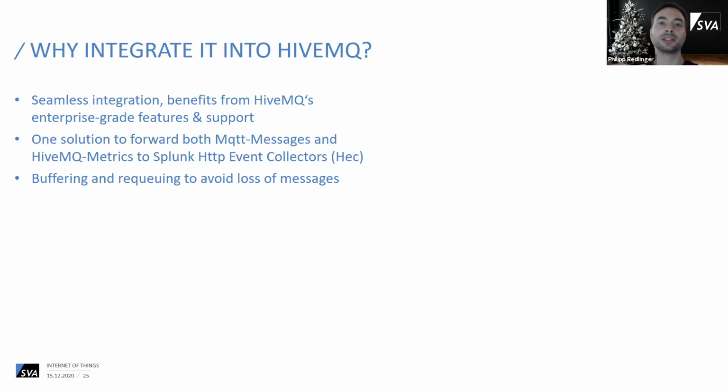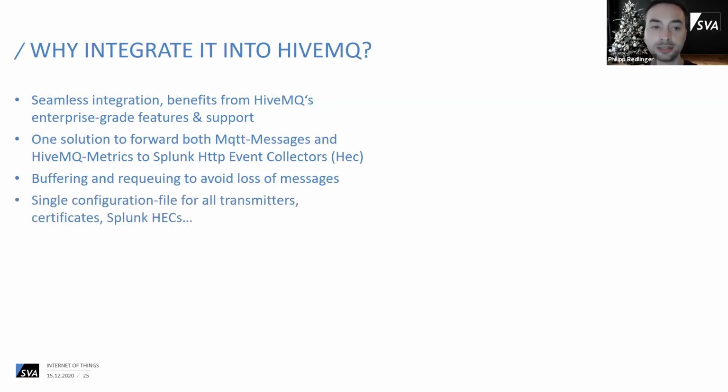So in case one of your Splunk nodes is down and you want to have a backup node for high availability clustering, that is also possible. So you can just transfer the traffic to another Splunk indexer node. There's only one single file that you need to configure for having all the transmitters. Transmitters are the little objects that are responsible for forwarding all the traffic and metrics to Splunk from HiveMQ. We will talk about them in detail on the next slides.